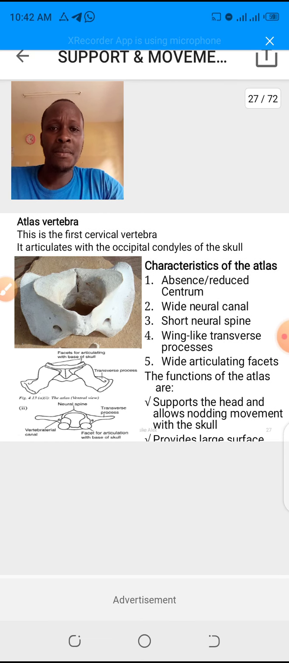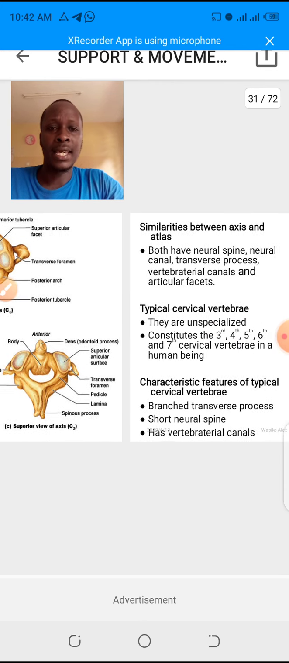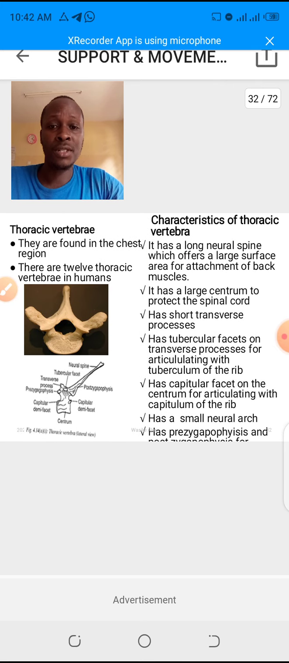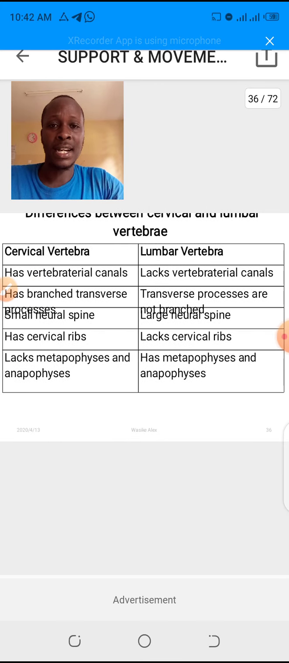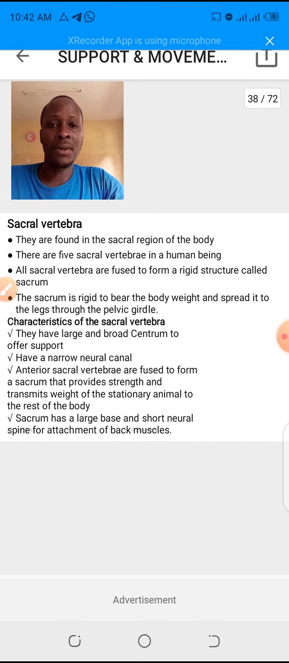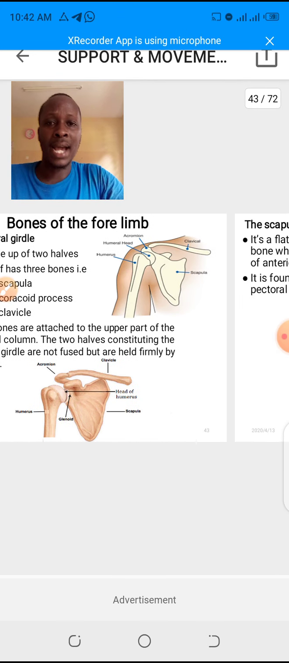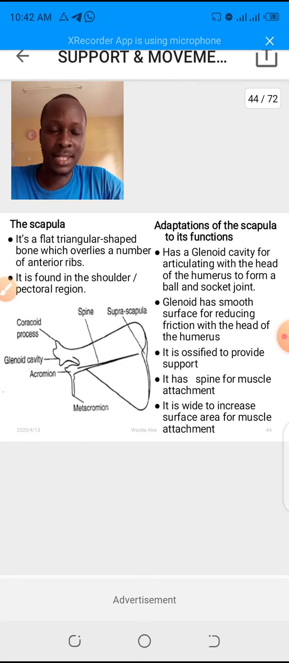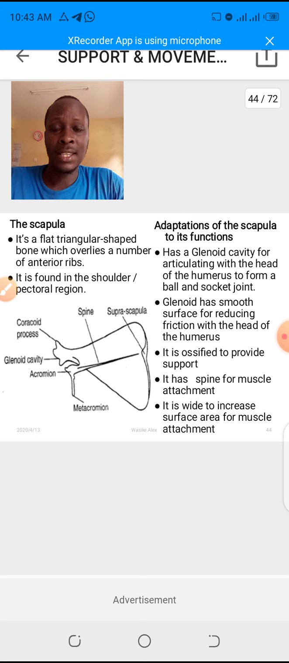Finally, we were able to look at a few bones of the appendicular skeleton, and we just went forward and looked at the bone that we call the scapula. The scapula, here it is. So this is the only bone that is normally triangular in shape. There are two in number, one on the left and the other one on the right. Those are the parts of the scapula.